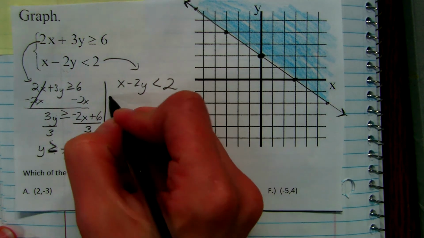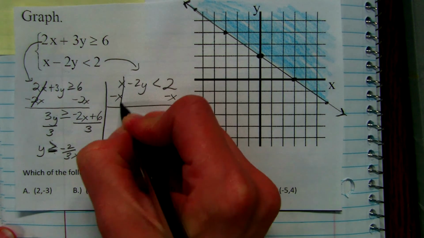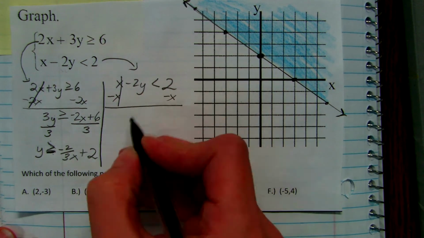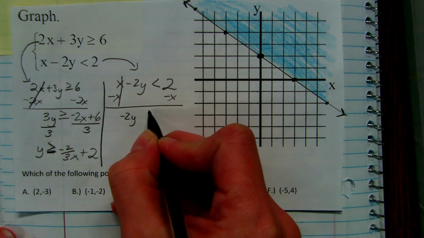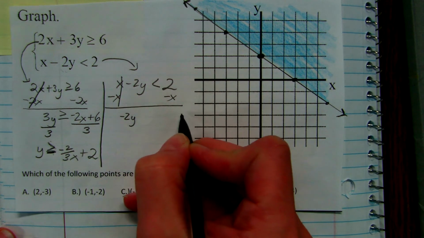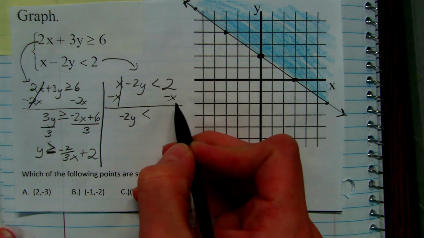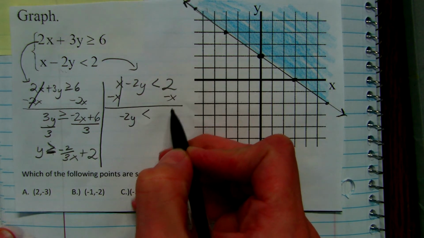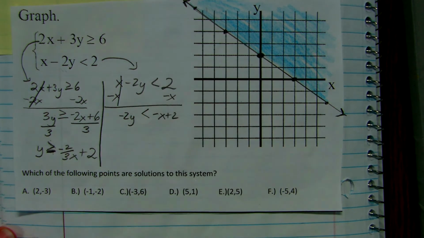Subtract x. Subtract x from both sides. Good. Gets rid of this. So then what do I bring down? Negative 2y. Then what? 2 is greater than negative. Oh, it's less than. So less than. No, negative 2y is greater than. No, 2, never mind. Negative x plus 2. I think you're a step ahead of me.